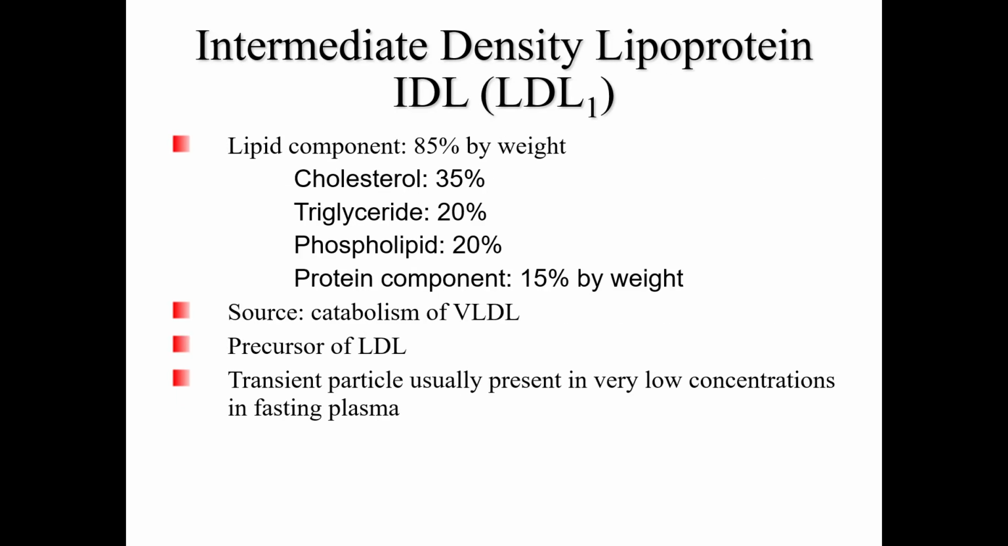Intermediate density lipoprotein, or IDL. The lipid component is 85% and the protein component is 15%. So you can see cholesterol, triglycerides, phospholipid breakdown here. It is the precursor of LDL, and its source is from the catabolism of VLDL. It's a transient particle that's usually present in low concentrations in fasting plasma.